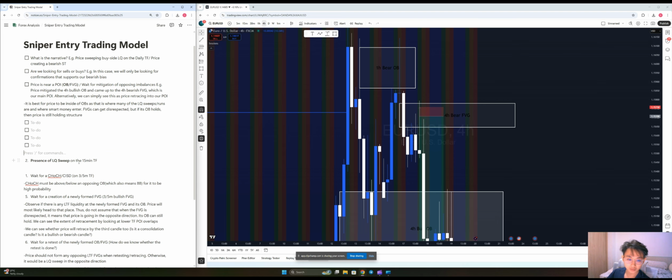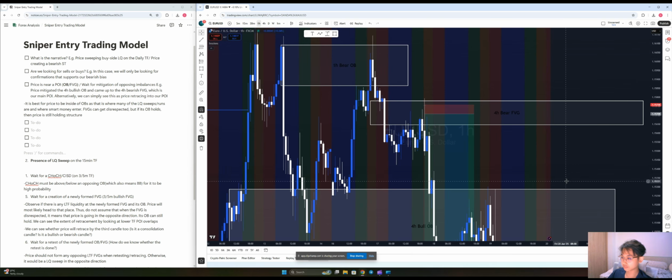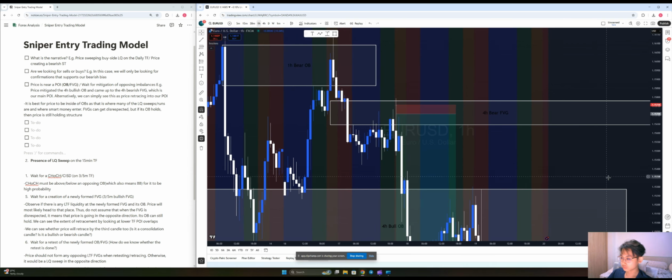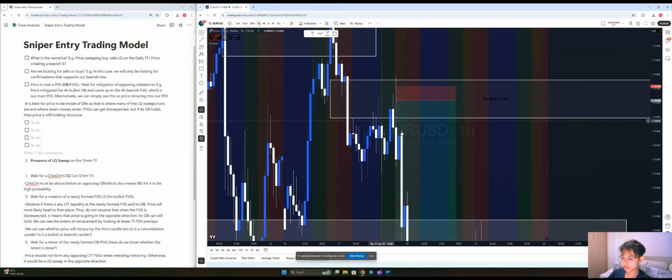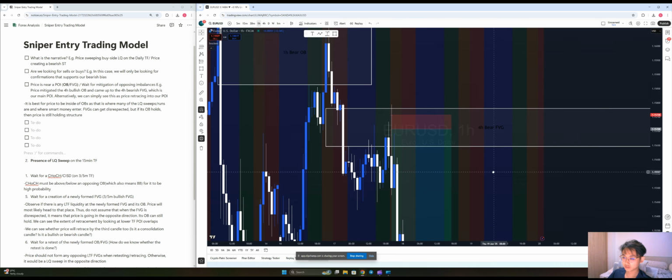Okay, next. Presence of liquidity sweep. Here we see the 4 hour time frame, right? Let's go down to the 1 hour time frame. No opposing imbalances in here, right? This doesn't count because it is literally the forward bearish fair value gap. It's the fragments of the 1 hour time frame making up the forward. Okay, so anyways, 15 minutes.